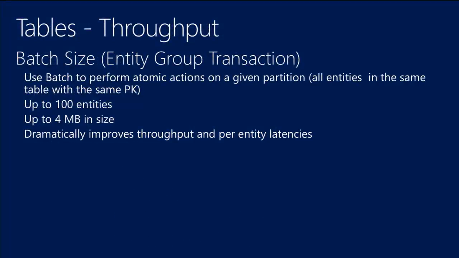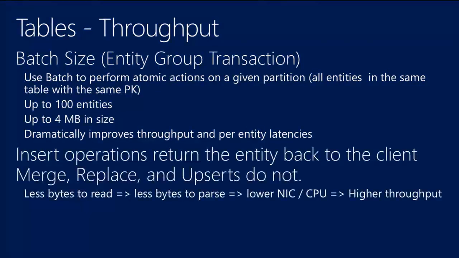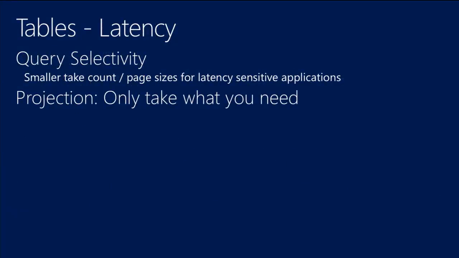All right, so for throughput, the number one thing for tables is to use a good batch size. Again, you do need to have the same partition key when you're doing batch operations. But once you do that, you can drive down the per entity latencies pretty significantly. So we'll do an experiment around that as well. A batch can be 100 entities, and it can be 4 megabytes in size. And again, insert operations return the entity information back to you, which you have to download and parse. Fewer bytes to read, fewer bytes to parse is lower CPU usage. You get more out of your application.